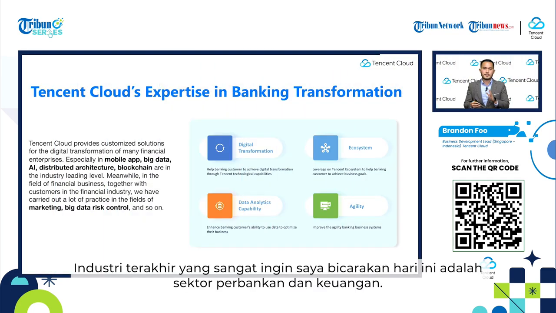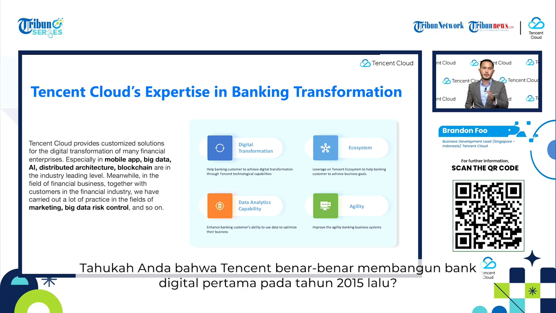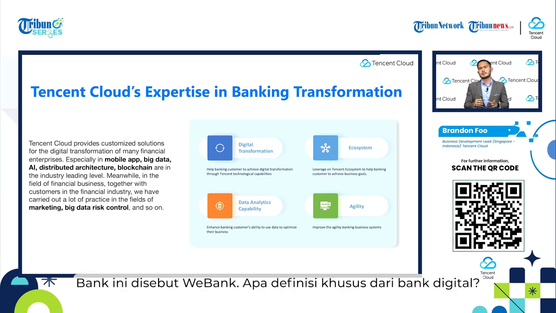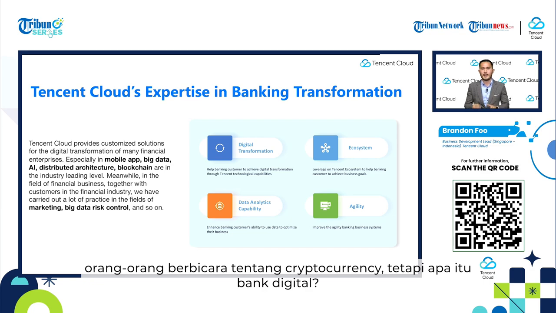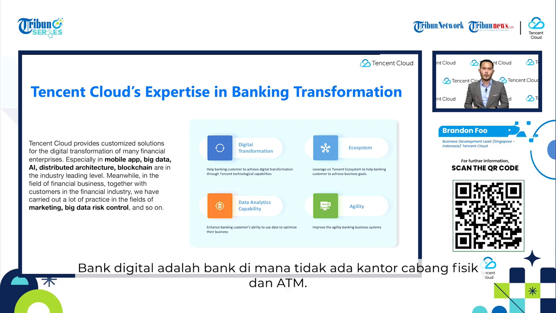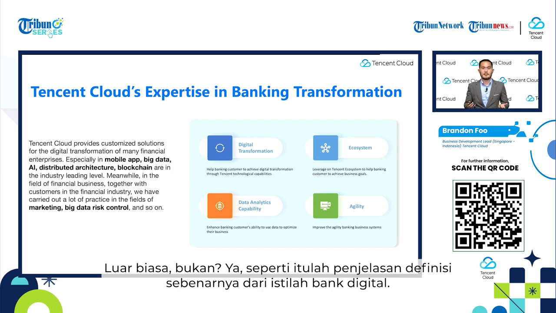The last industry that I really wanted to talk about today is the banking and financial sector. Do you know that Tencent built the first digital bank back in 2015? It is called WeBank. What is the particular definition of a digital bank? You hear this buzzword outside these days. People talk about blockchain, people talk about cryptocurrency, but what is a digital bank? A digital bank is a bank where there are zero physical branches and ATMs. Amazing, right? So that is the definition of a digital bank.